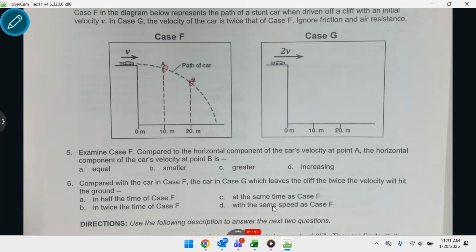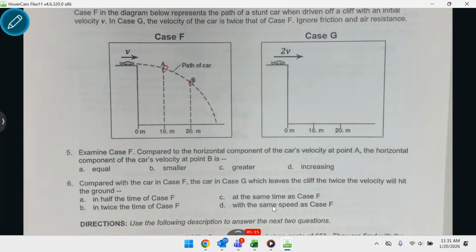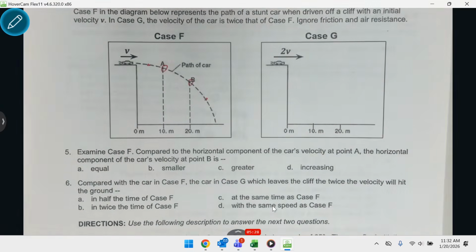So again, whether it's a horizontal launch like a car driving off a cliff, a ball rolling off of a table, somebody firing a dart straight ahead, whatever, all of those horizontal launches, your horizontal velocity is constant the whole time. It doesn't matter if I pick a point right here, or A or B, or anywhere in between, your horizontal velocity is going to be equal at every single point.